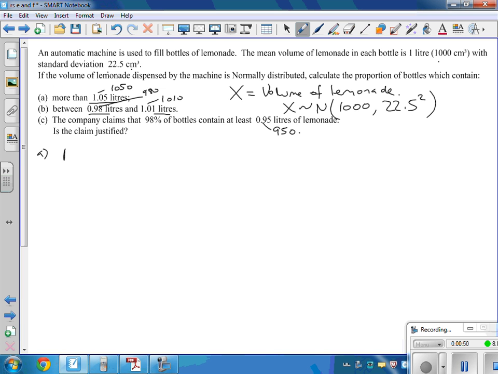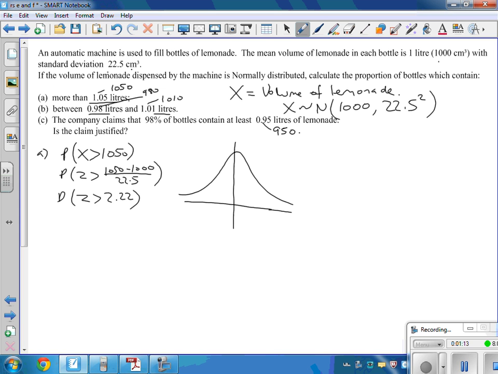Part A then, find the probability that X is more than 1050. Convert it. Z is more than 1050, take away the mean and divide by the standard deviation. That says we're looking at Z to be bigger than 2.22. Let's draw my little picture. Here's my normal distribution. 2.22 is very high up here, and it's a more than, so I'm going to have to look up 2.22. That gives me the bit down there, and then do 1 minus it. So I'm getting 0.0131, 0.0131 on the calculator there.